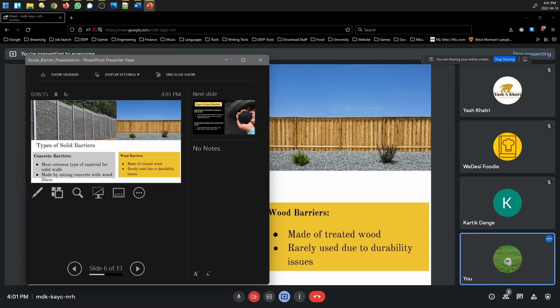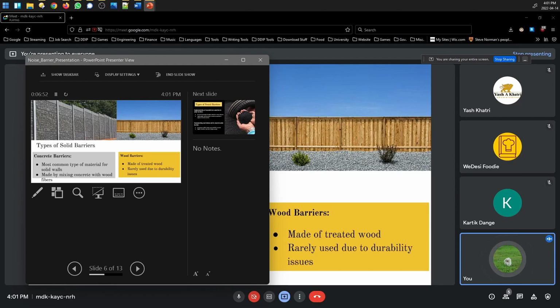On the right side, we have wood barriers. They're made out of treated wood, but even though they are treated, they're rarely used nowadays due to durability issues. Wood tends to warp and lose color over time, and the warping can cause the wall to lean, which might make it completely fall over. So in most cases, people would use concrete barriers over wood barriers, unless there's a particular aesthetic appeal that they're trying to achieve with a wood barrier.